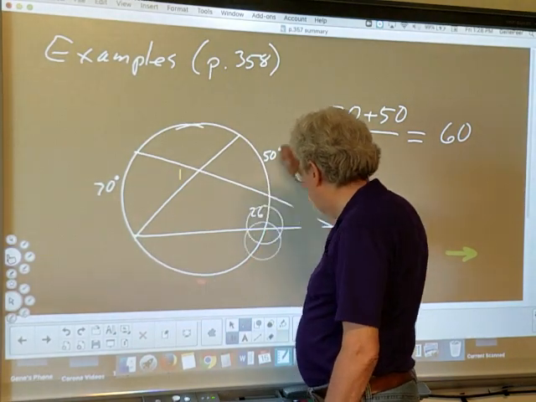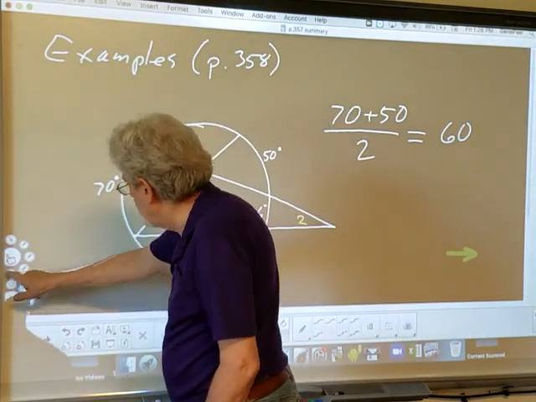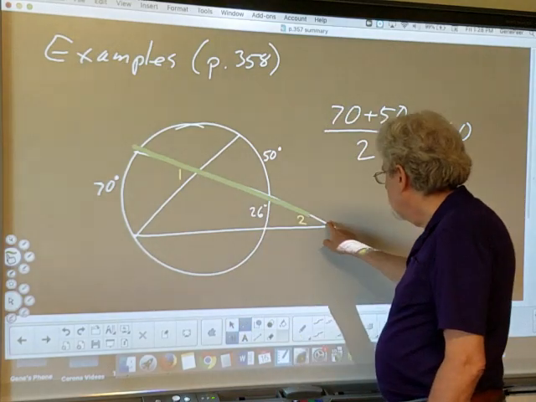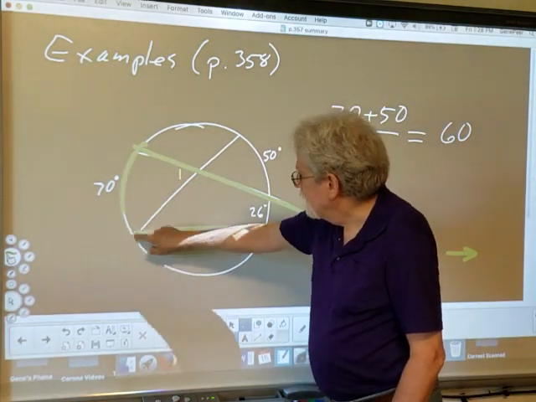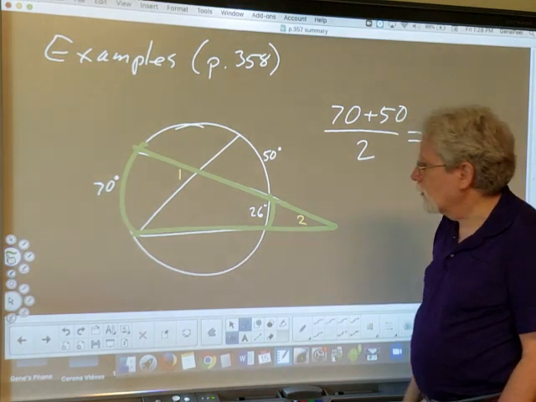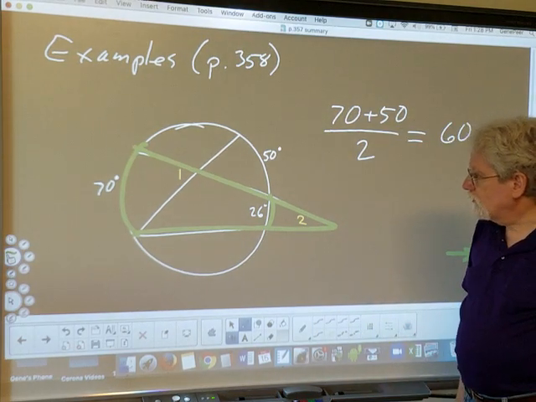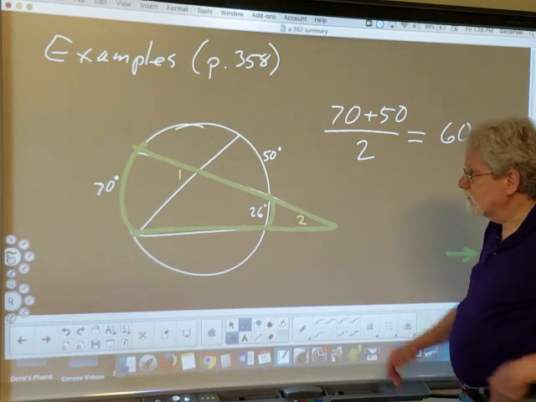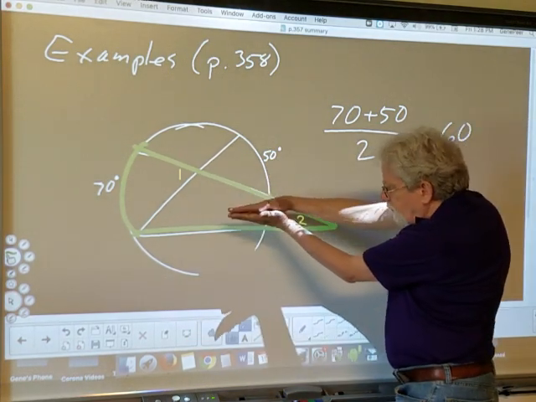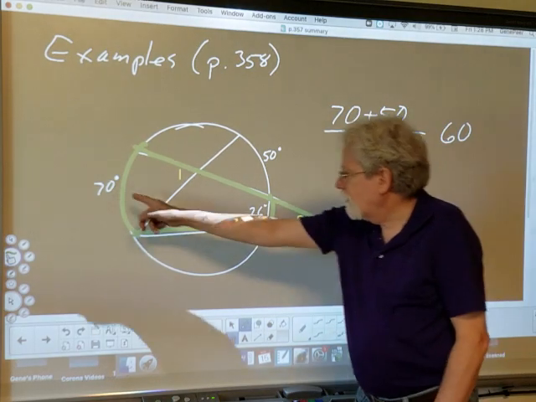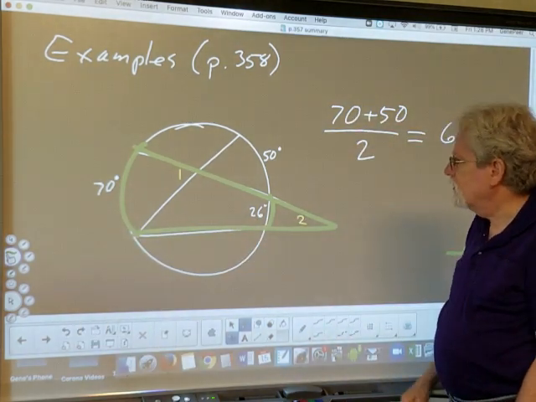All right, to find angle 2, get rid of all this. For angle 2, we're looking at this green stuff. This guy and this guy. We have two intercepted arcs here. The rule is subtract and take half. It looks like a minus sign. Subtract and take half. 70 minus 26 being what?